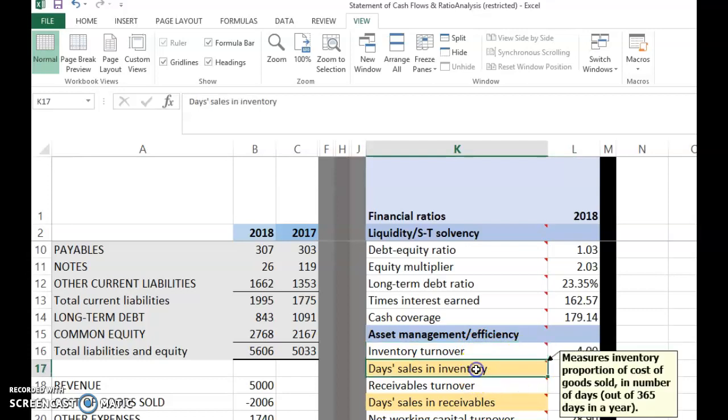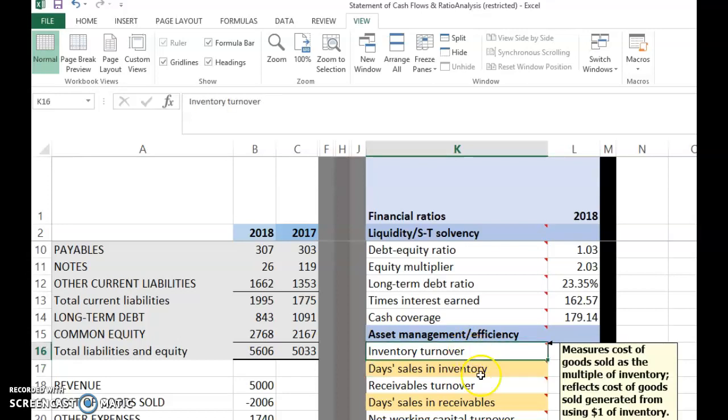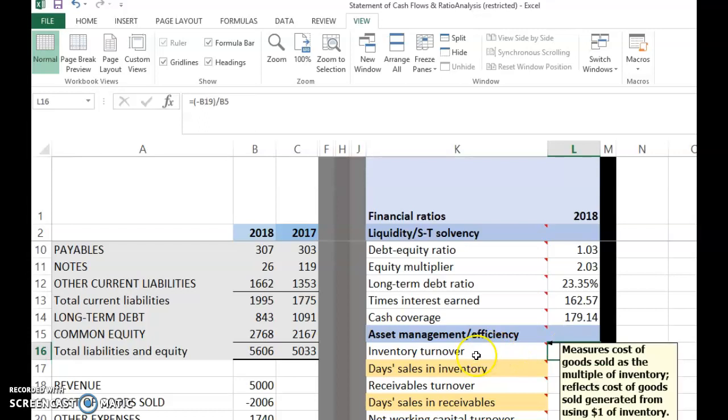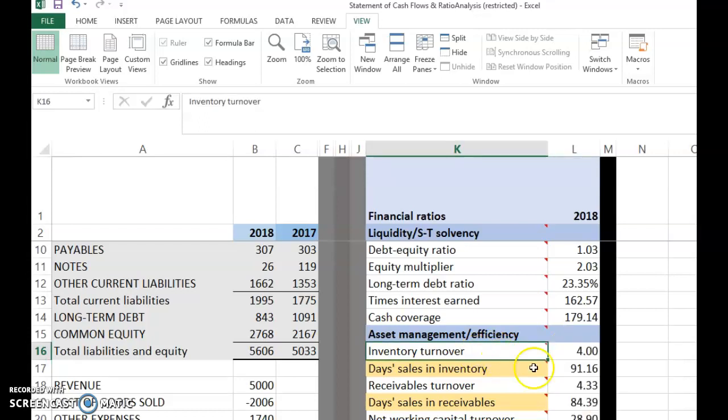Now we come to the second measure, which is day sales in inventory. This day sales in inventory is similar to this ratio, or it is actually the same ratio but presented differently. Actually, this ratio, day sales inventory, is a reciprocal of this ratio. Reciprocal here means 1 divided by this ratio. So the formula here in basic terms is 1 divided by 4, or 1 divided by the inventory turnover. When it's 1 divided, then you call this reciprocal.